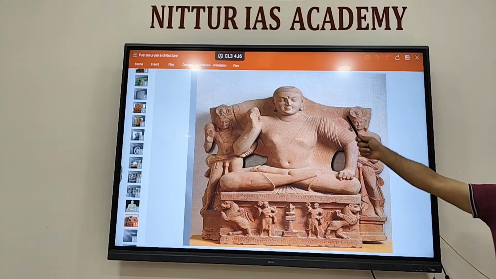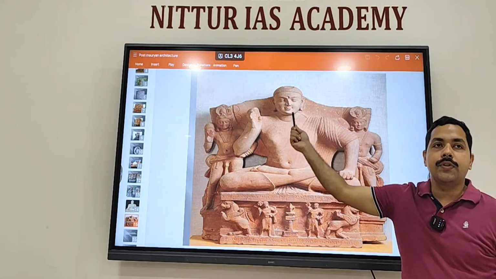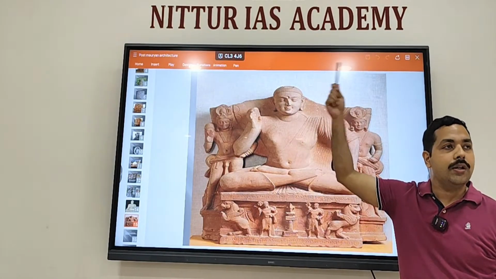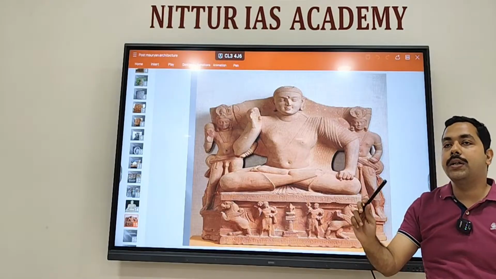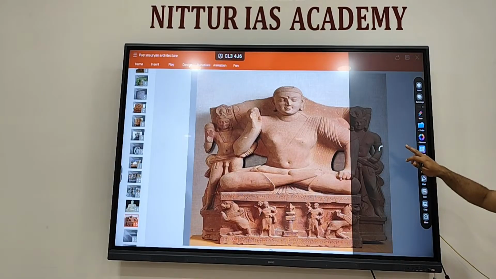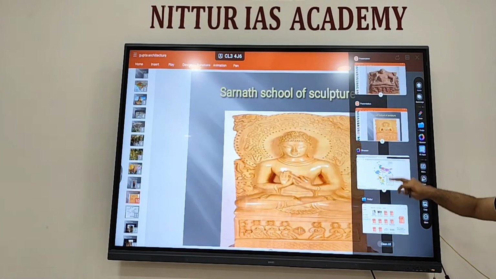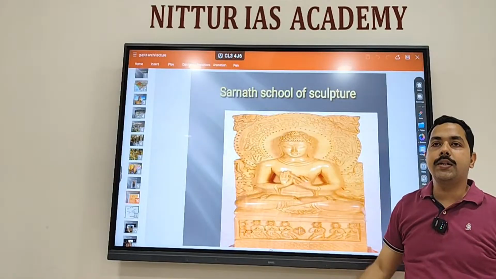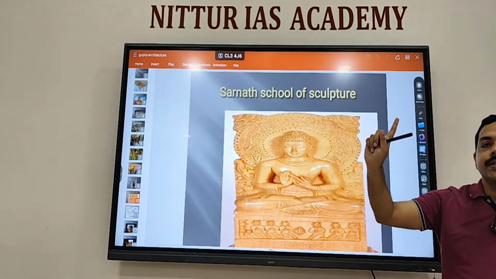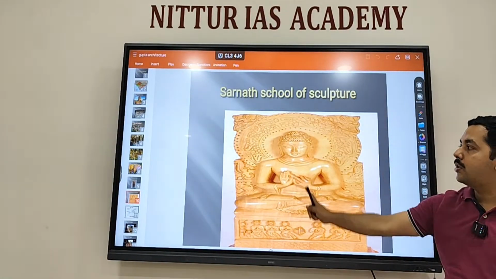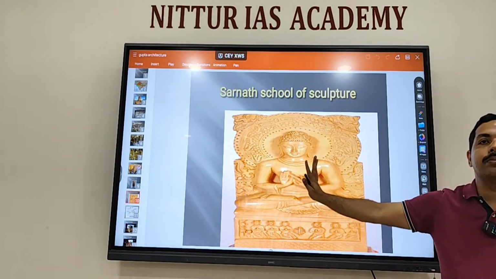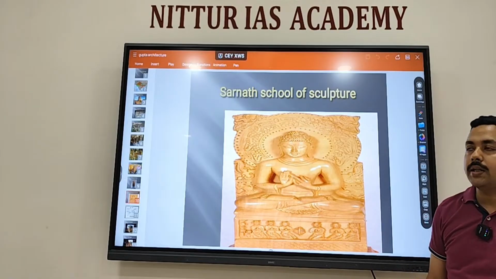Second thing, what will happen? We discussed that here the Buddha is without any facial hair or hair on the head. But in the case of the Sarnath school, you will find hair on the head. Buddha is a delighted Buddha. We discussed the smiling Buddha. Here also you see a smiling, spiritual Buddha in this particular period.